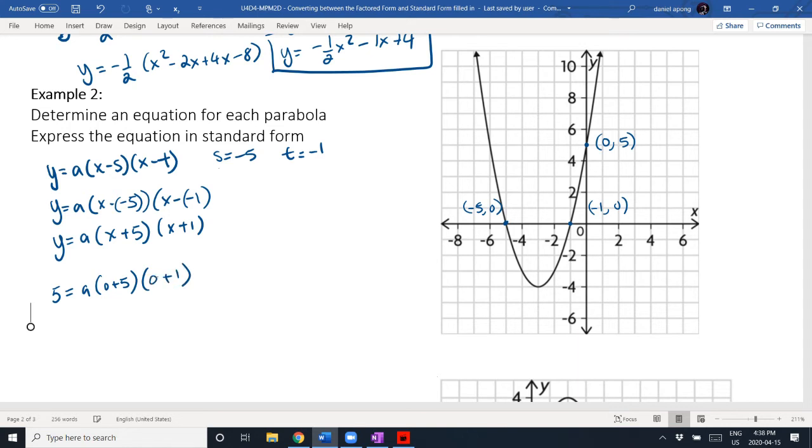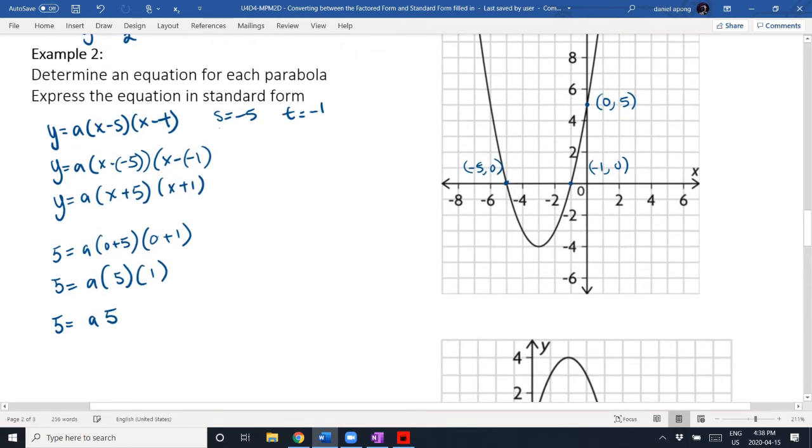And so we're just going to simplify the bracket. So we have 5 is equal to a, 0 plus 5 is just 5, and 0 plus 1 is just 1. So we're going to get something that looks like this. And then we're going to multiply what we can on the right-hand side here. So 5 is equal to a times 5. So 5 times 1 is 5. And then we want to get a by itself, so we're going to divide out 5 on both sides. So 5 divided by 5 is 1. So a is equal to 1.